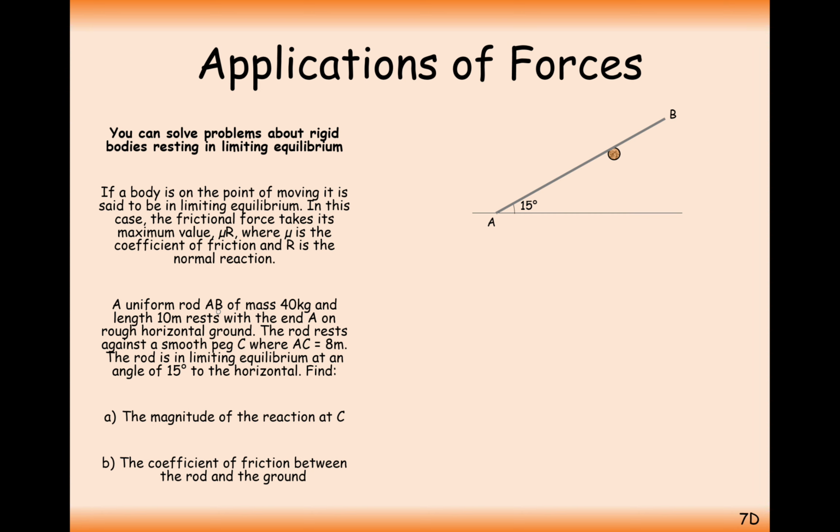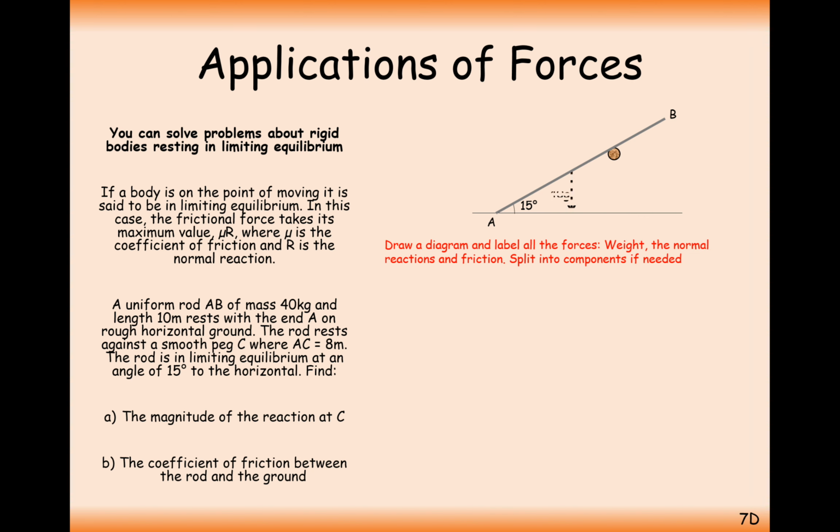A uniform rod AB of mass 40 kilograms and length 10 meters rests with end A on rough horizontal ground. So there is friction on this ground here. The rod rests against a smooth peg C, and AC is 8 meters. The rod is in limiting equilibrium at an angle of 15 degrees to the horizontal. So the rod is about to slide from its resting point on this peg here. Calculate the magnitude of the reaction at C.